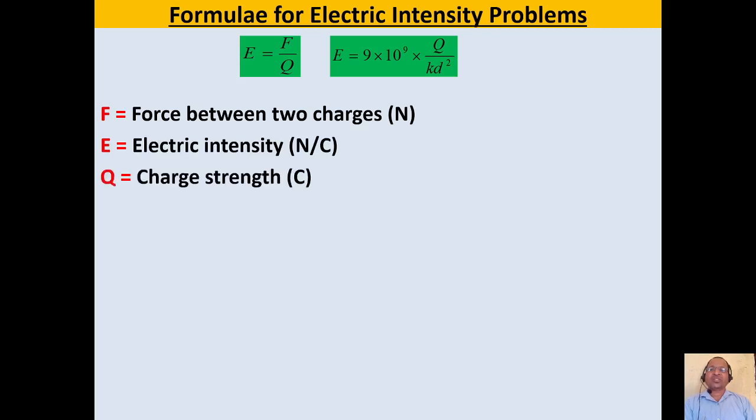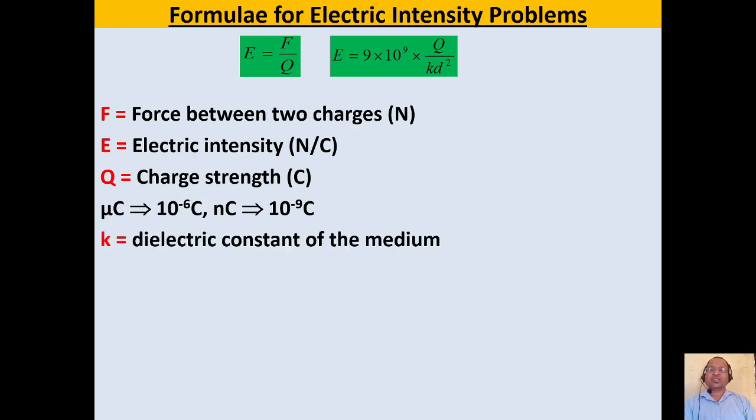Q is the charge strength, always measured in the unit of coulomb, but if sometimes it is given in microcoulomb, convert to coulomb by multiplying by 10 raised to minus 6. If given in nanocoulomb, multiply by 10 raised to minus 9. K is the dielectric constant of the medium. If the medium is given as air, write K is equal to 1. If no medium is given, in that case also take the value of K as 1.